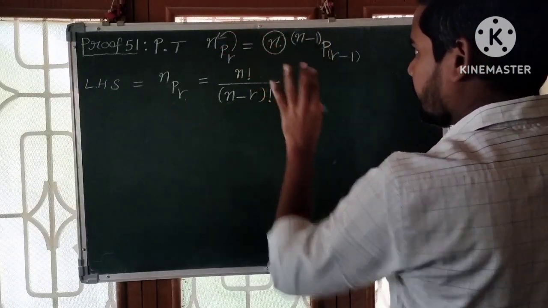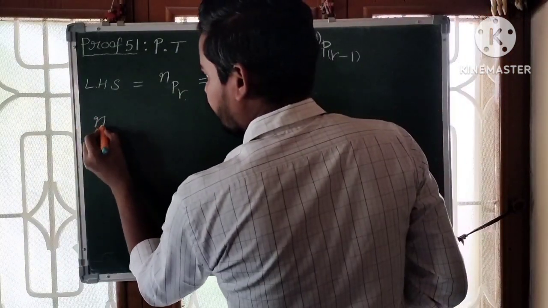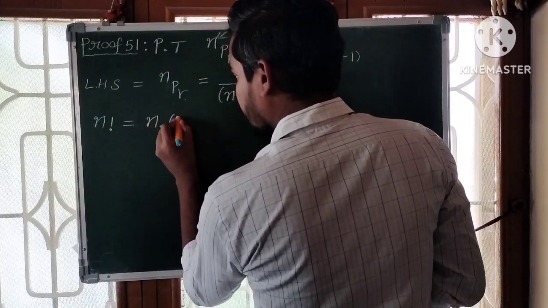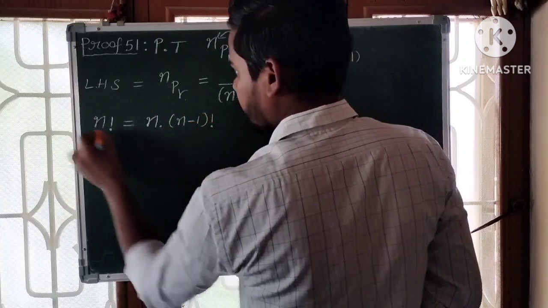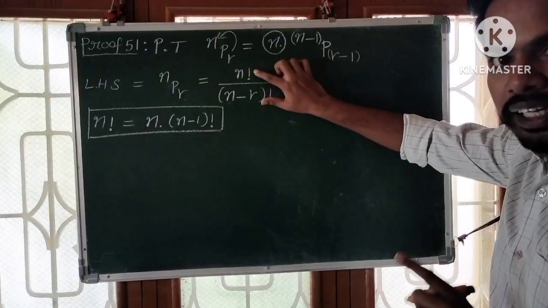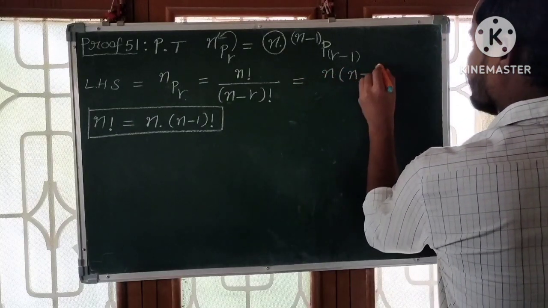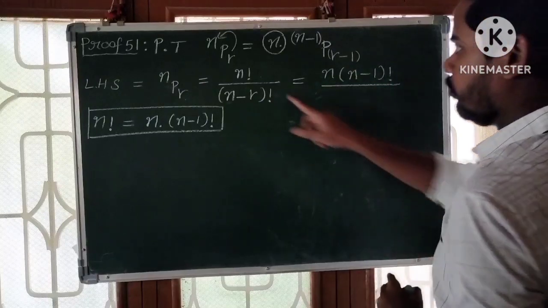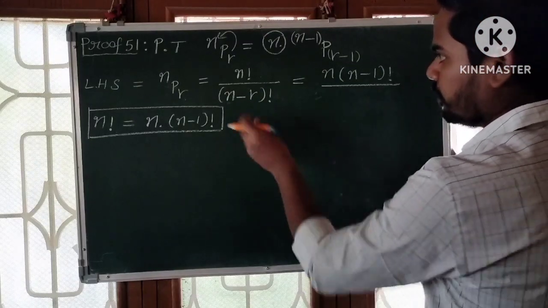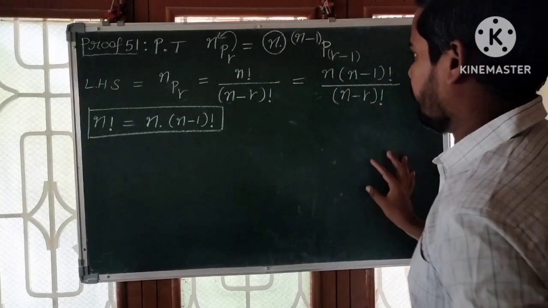Here in RHS we need n, small n. So here we have n factorial. We know that n factorial is equal to n into n minus 1 factorial. In place of n factorial, we can take n into n minus 1 factorial, divided by n minus r factorial.